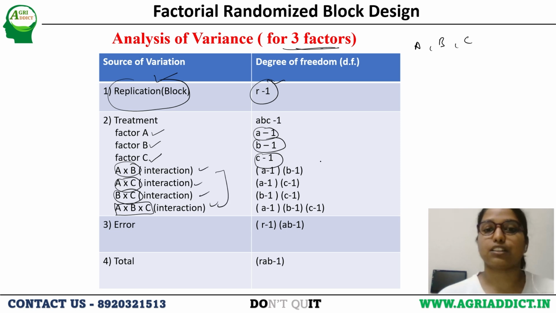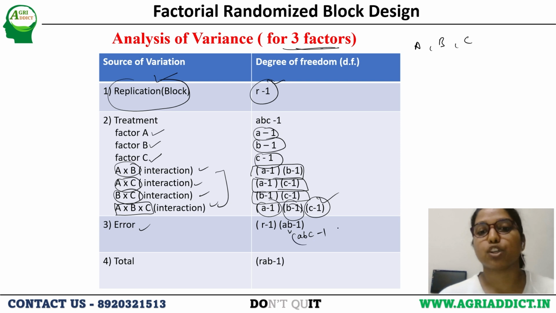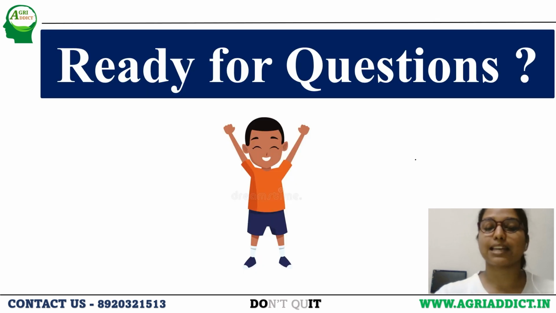So for these 4 interactions, what will be the degree of freedom? It will be A minus 1, B minus 1 for A into B, A minus 1, C minus 1 for A into C, B minus 1, C minus 1 for B into C, and for A, B, C it will be A minus 1, B minus 1 into C minus 1. So error degree of freedom will be R minus 1, and here some correction might be there, it is ABC minus 1, because here it is 3 factors. So correct it. And then total for it will be RABC minus 1. This is how it will be. Okay, correct it.